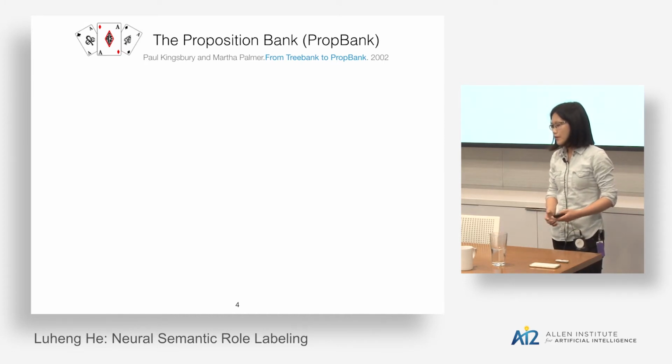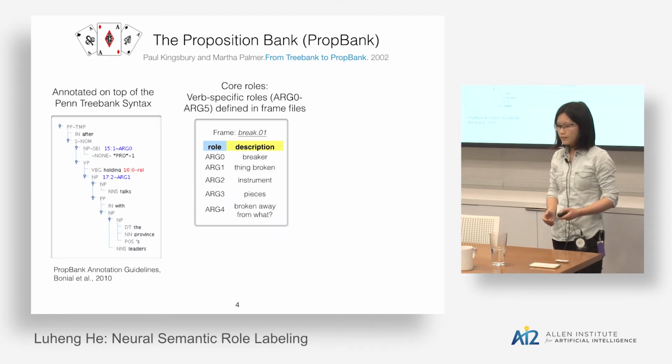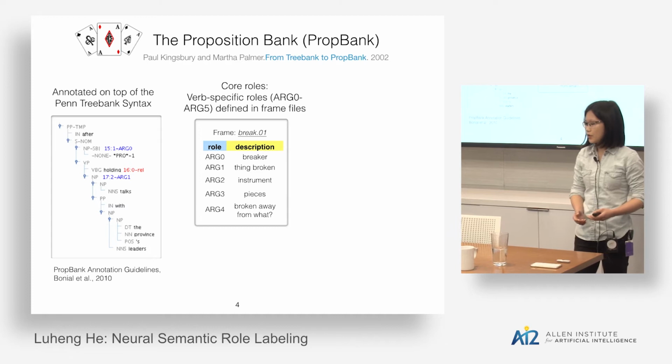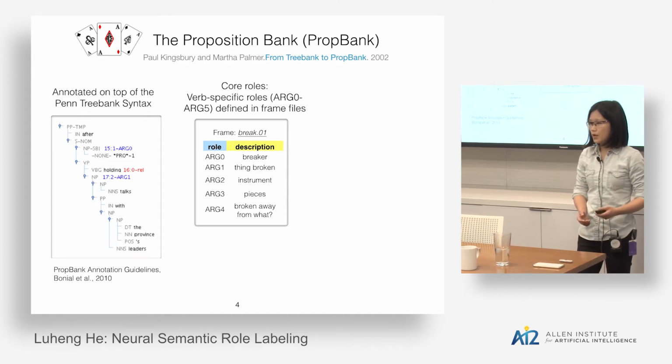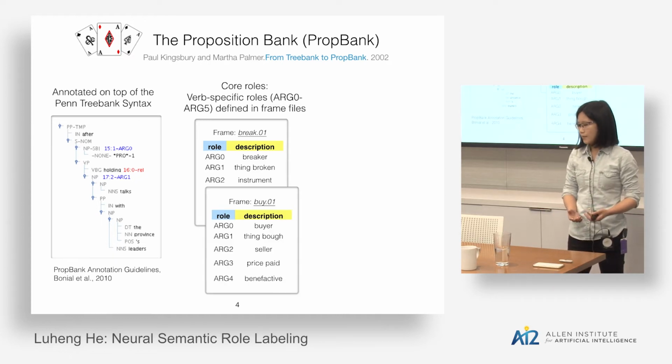We can model SRL as a supervised learning problem thanks to the release of the Proposition Bank, or PropBank. It's annotated on top of the Penn Treebank syntax, which means that the semantic arguments in PropBank are mostly the syntactic constituents in the Penn Treebank. It has a set of core roles, which are the verb-specific roles numbered from arg0 to arg5. The actual meanings of those roles are defined in the frame files. For example, the argument 2 of break is the instrument, but it can be something completely different. For example, it can be the seller in the verb buy.